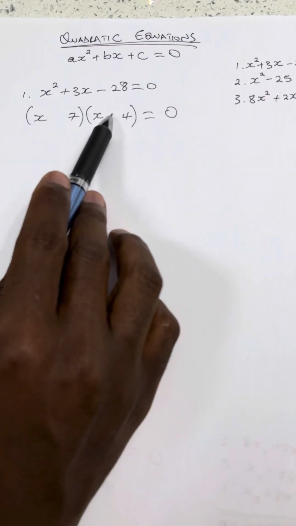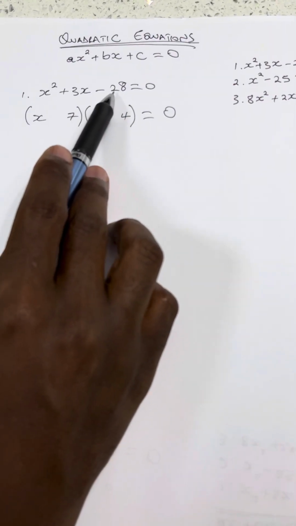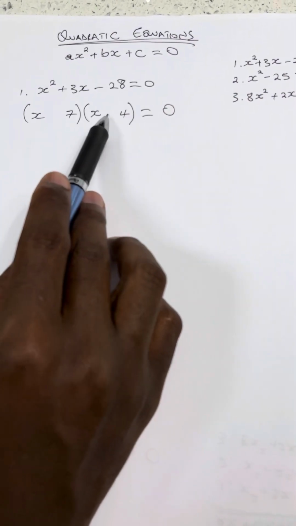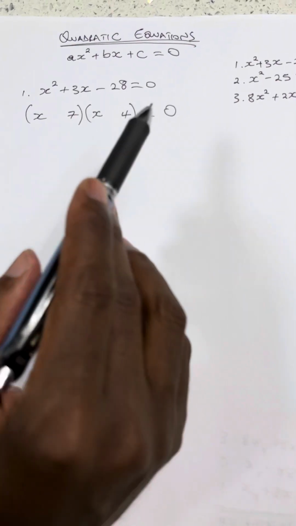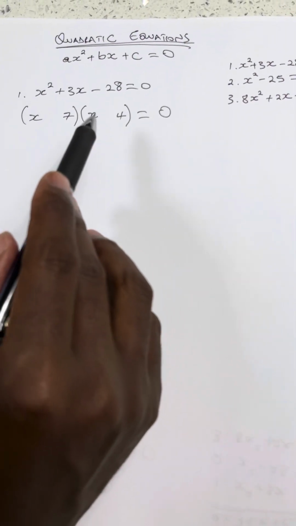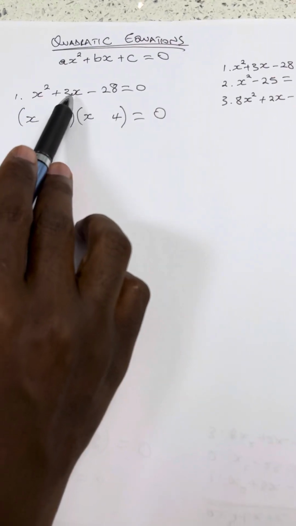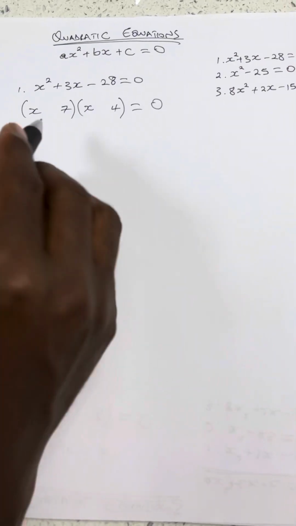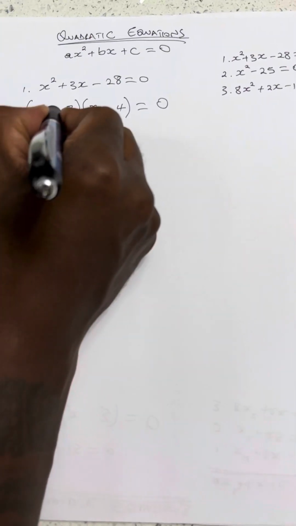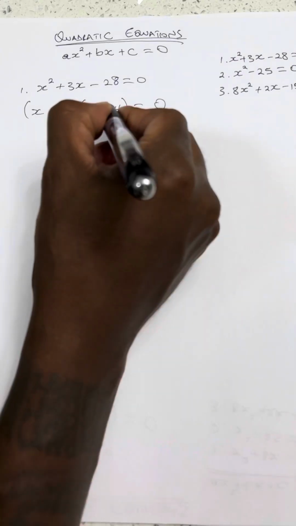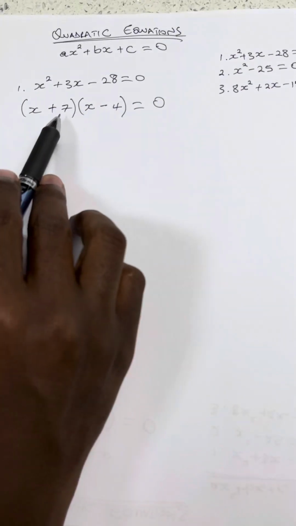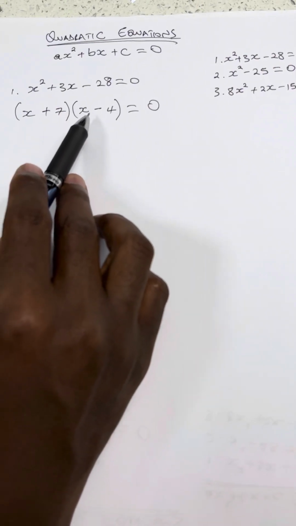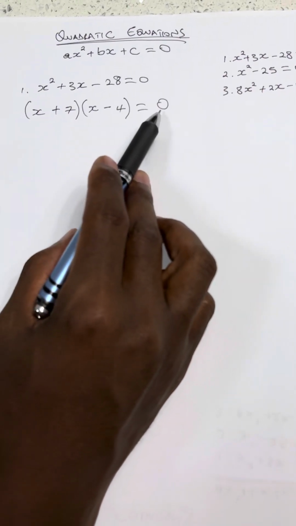So now we just need to fill in our signs. Whenever your last term, your c, your constant, is negative, it means these two signs will be different. One will be positive and the other one will be negative. And the bigger number takes the sign of our middle term, our b, the coefficient of x. In this case, the 7 is bigger than the 4, so it takes the sign of the middle term. So now we have x plus 7 multiplied by x minus 4 equals 0.